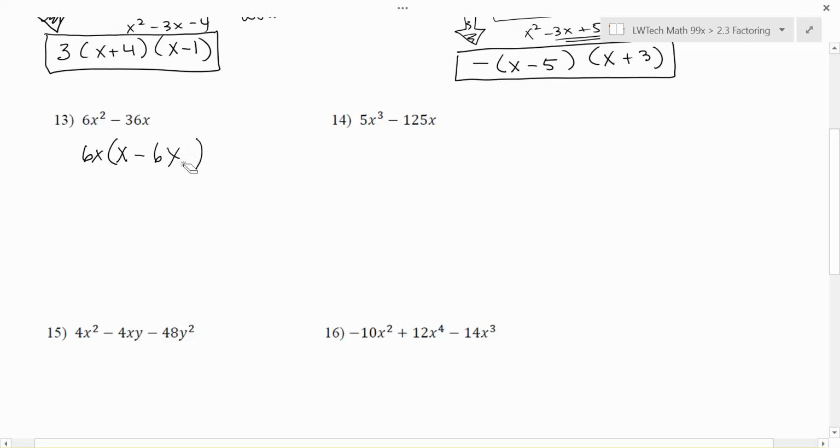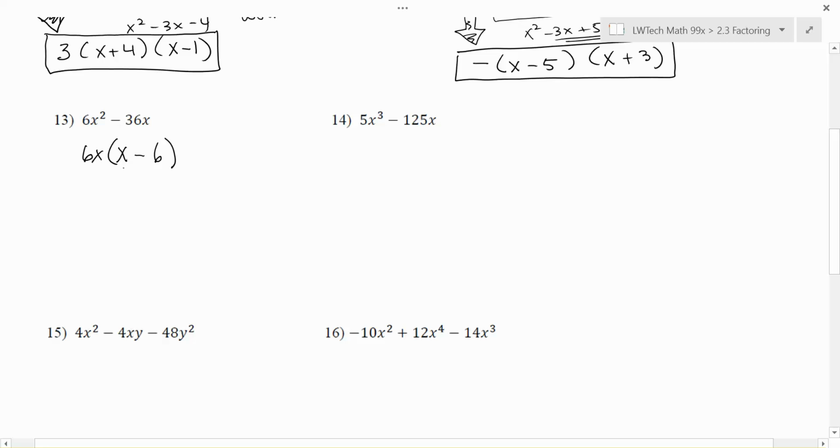Oh, not a minus 6x, just a minus 6, to get to a negative 36x, because we already had the x here. Again, highly encourage you to distribute that back out and make sure that you get what matches: 6x squared minus 36x. So this is factored.